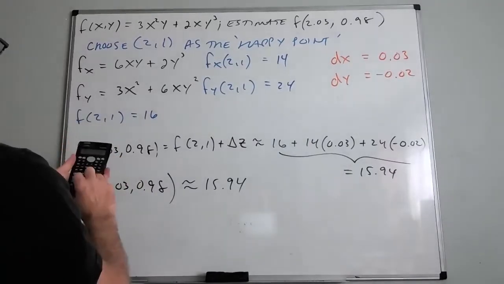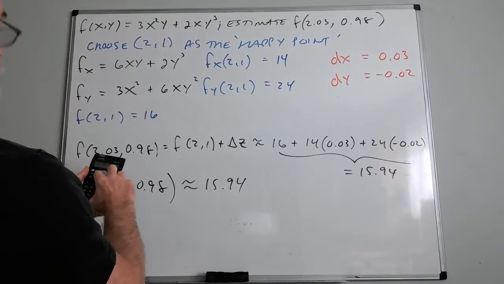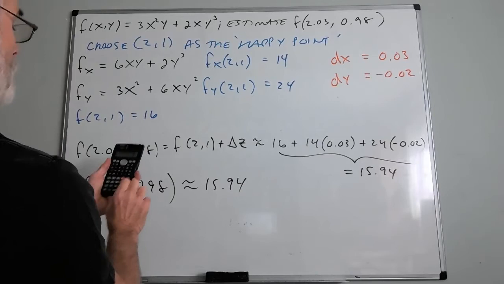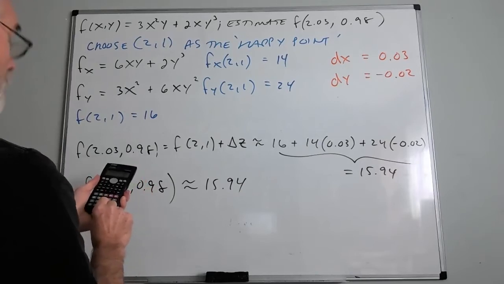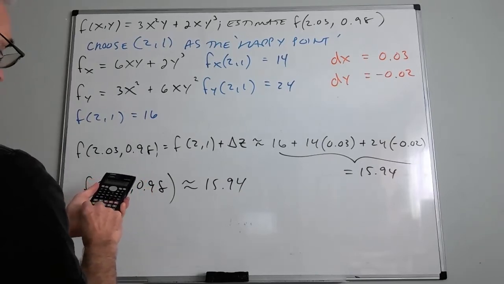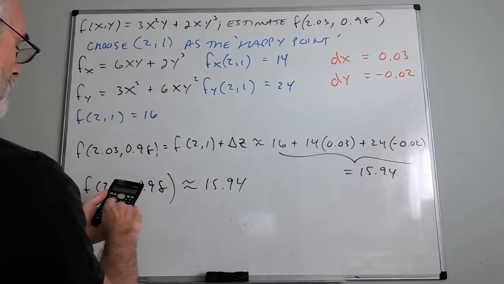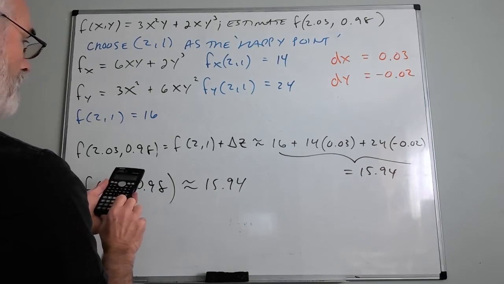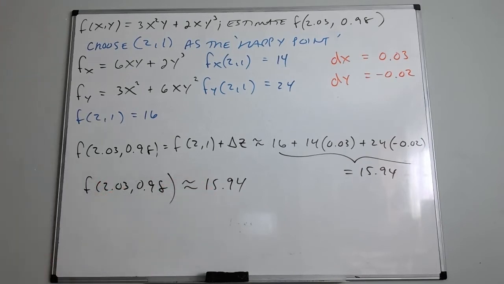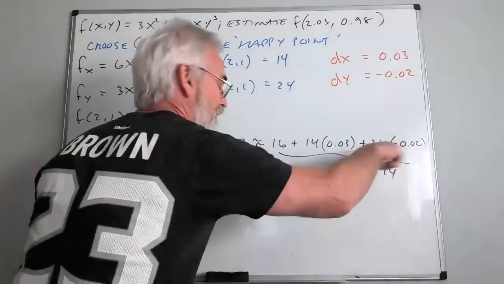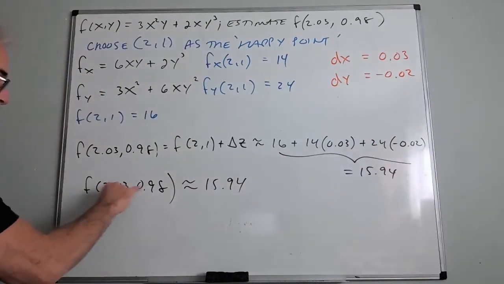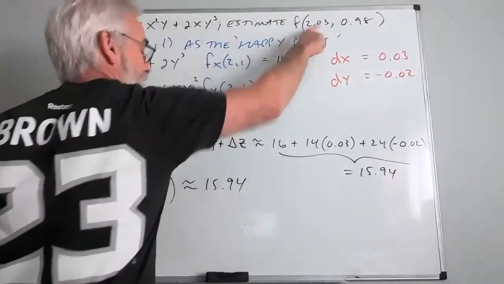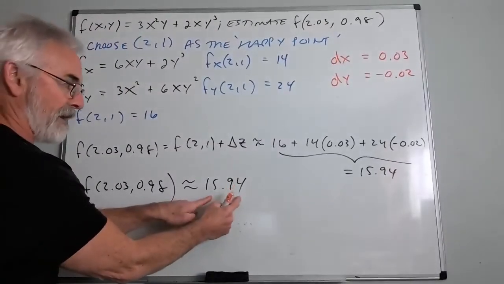3 times 2.03 squared times 0.98. Make sure I got it right. Okay. Plus 2 times 2.03 cubed. Okay, that is the right number, because I just entered that wrong. So now I just entered this onto my calculator. Yeah, good call though, because that would have been wrong. So the 15.98 is my estimation.